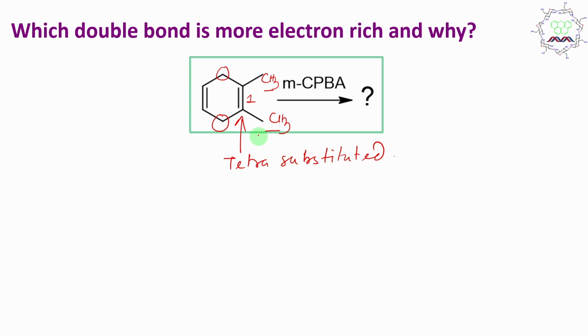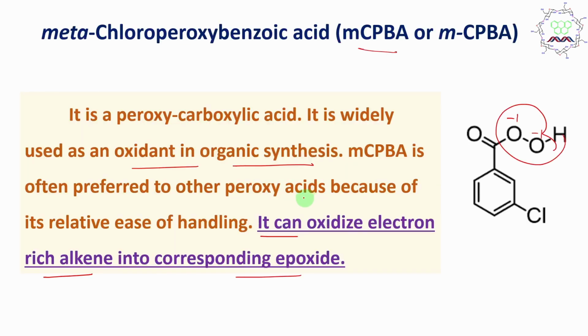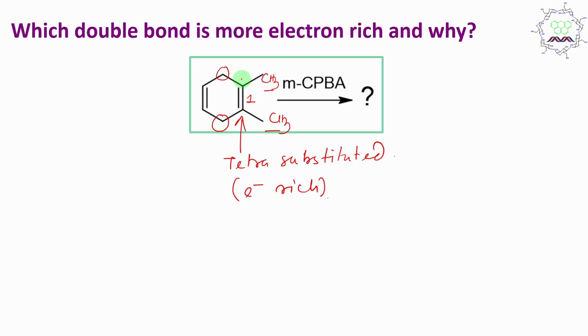What do I mean? In this case there are 4 plus I groups, and here 3 plus 3 is 6, 6 plus 4 is 10 hyperconjugation possible. Because of that, this alkene is more electron-rich, and as I told you, it can oxidize the electron-rich alkene to the corresponding epoxide. So obviously epoxidation at this position is preferred over here, because if you look at this double bond number 2, it has only 4 hyperconjugation and 2 plus I effect. So obviously it is comparatively electron deficient than number 1. So m-CPBA preferentially oxidizes the more electron-rich one.